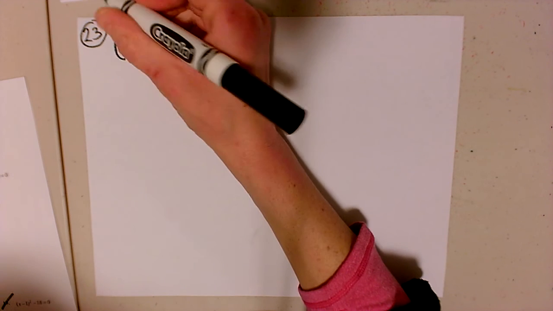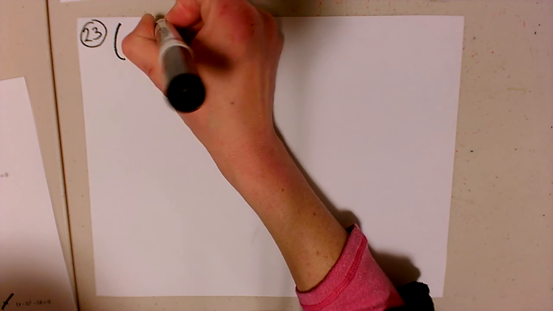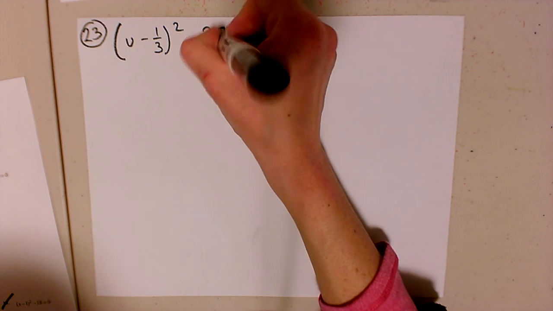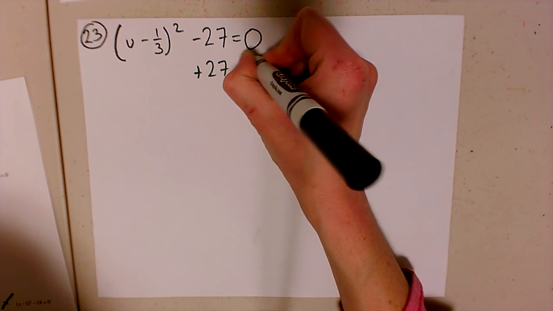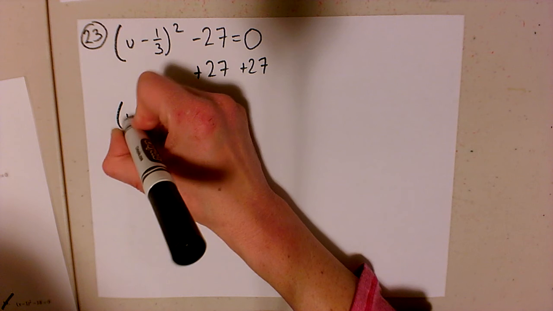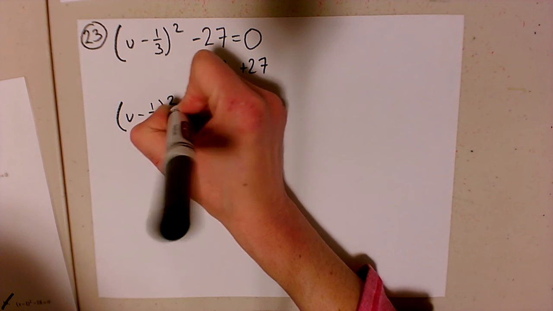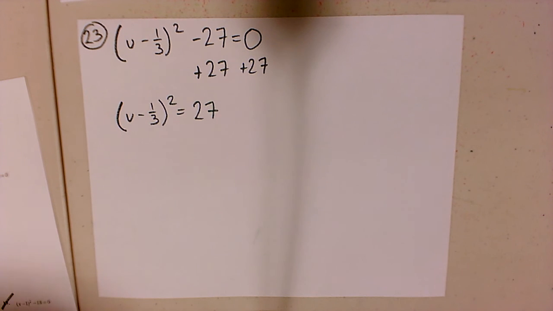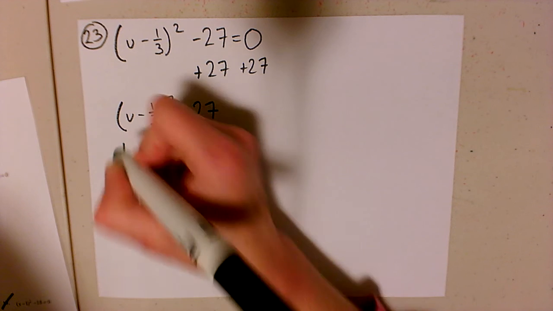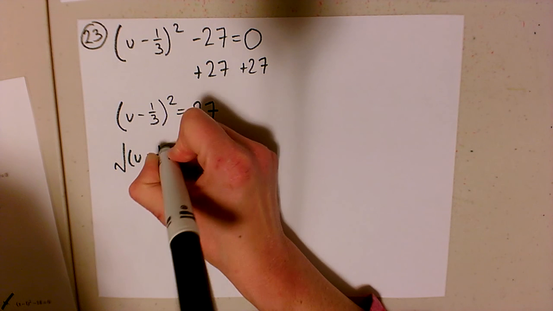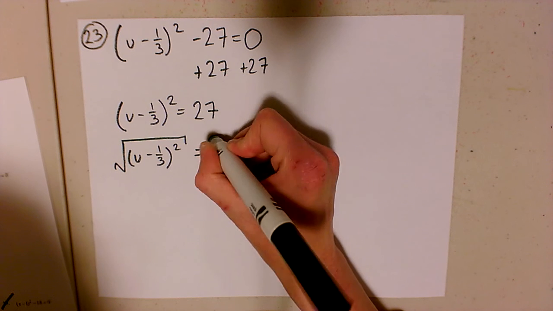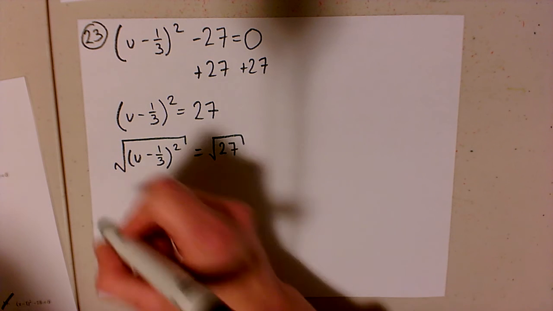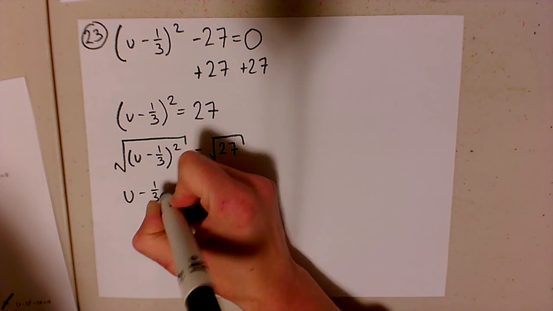Okay, so for 23, we're going to have u minus 1/3, the whole thing squared, minus 27 is 0. Okay, so we want to get the u minus 1/3 all by itself, so let's add 27 to both sides. So then I have u minus 1/3, the whole thing squared, is 27. So we can take the square root of both sides, and then we'll do the square root of 27.